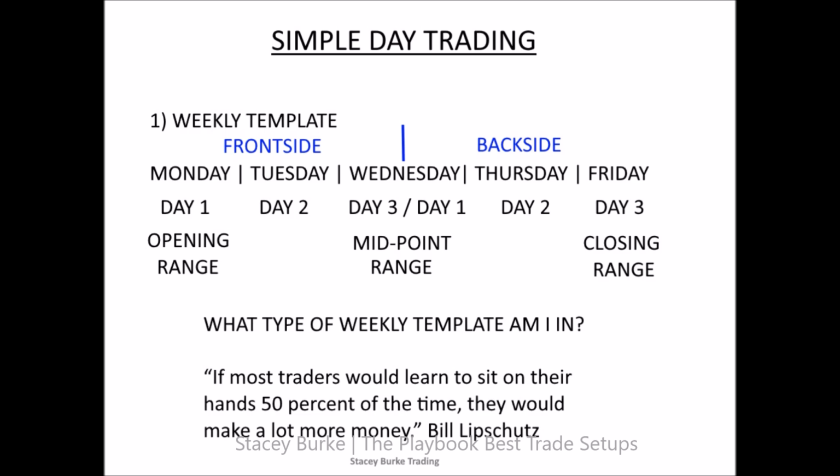The weekly template. Monday, Tuesday, Wednesday is the front side of the week. Wednesday, Thursday, Friday is the back side of the week. Monday is the opening range. That establishes the initial high-low heading into a new week. We may have breakout traders triggered on that day in our new timing cycle, our new week. Typically, day 2 will expand the range.